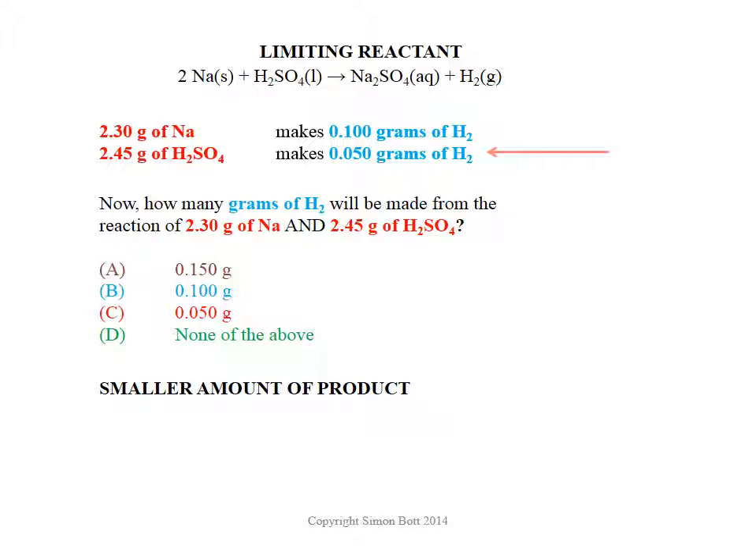So the answer to this question: when we've got 2.3 grams of Na and 2.45 grams of H2SO4, we have enough Na for 0.1 grams of H2, but only enough H2SO4 for 0.05 grams of H2. Again, H2SO4 is the limiting reactant. Na is in excess.